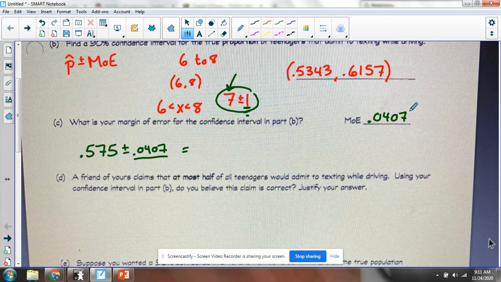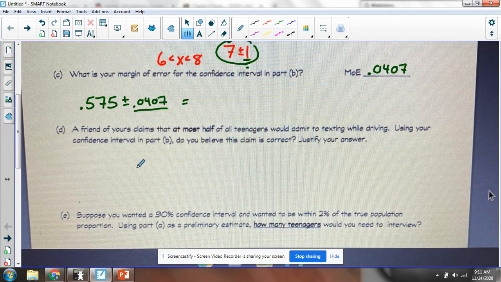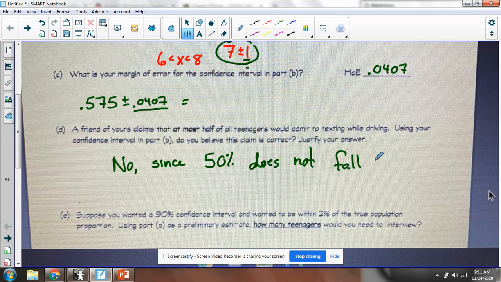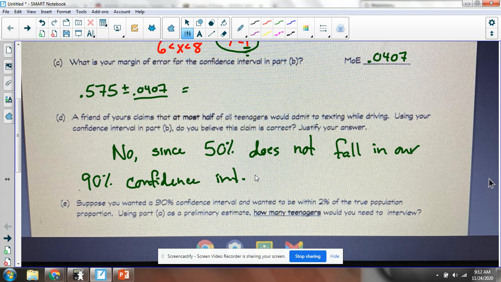A friend of yours claims that at most half of all teenagers would admit to texting while driving. Using your confidence interval from part B, do you believe this claim is true? No, 50% does not fall in here. The lowest value here is 53%. So no, since 50% does not fall in our 90% confidence interval.